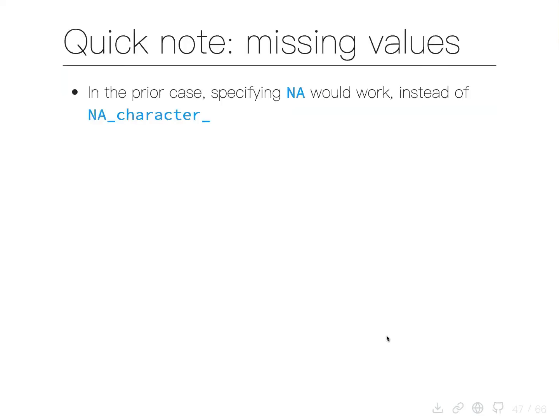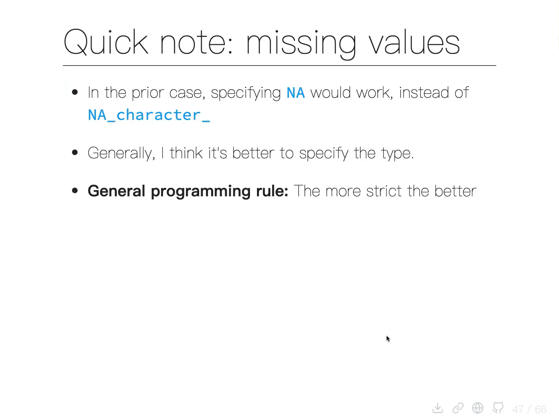Okay, so a very quick note on missing values. I used NA_character_. Generally, not just when you're working with purrr, I think it's best to specify the type of missingness that you have, because as a general programming rule, the more strict you can be, the better. If you can be very, very strict about what you want, then it will either work because it will be of that type, or it won't work and you'll know why. And it will happen very quickly usually.